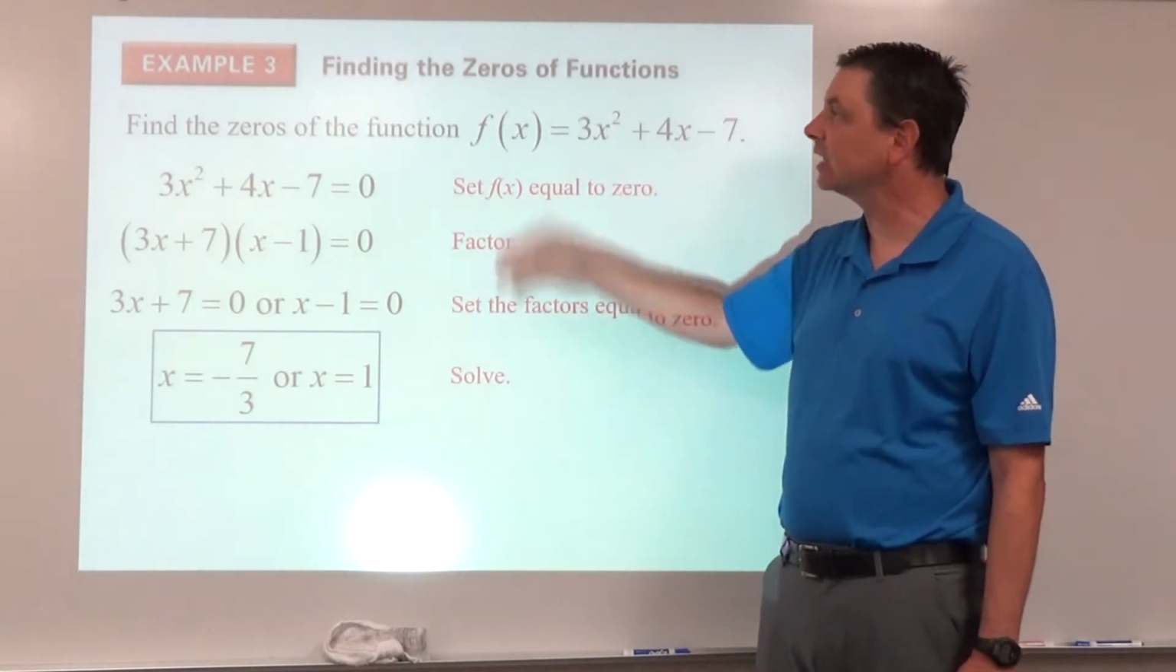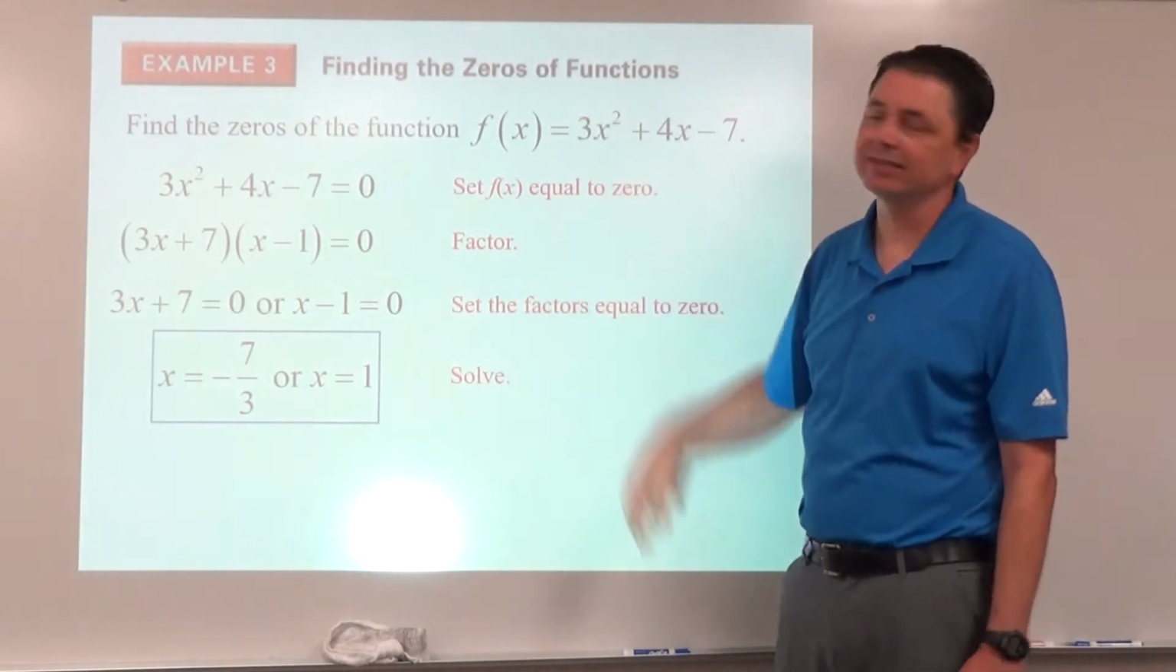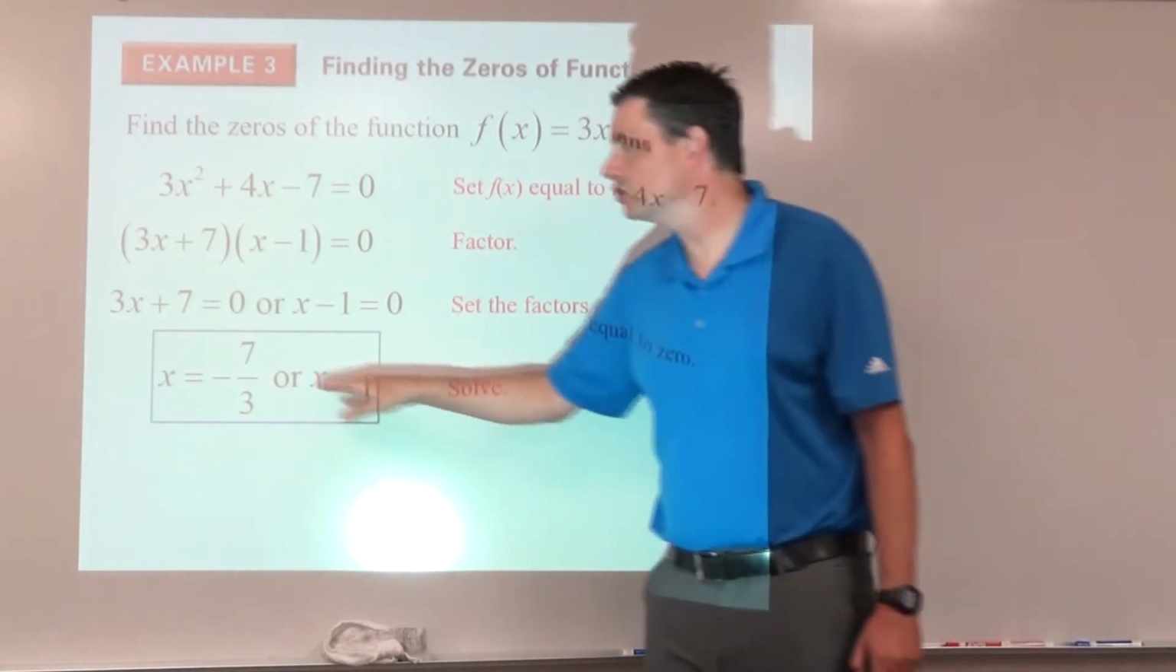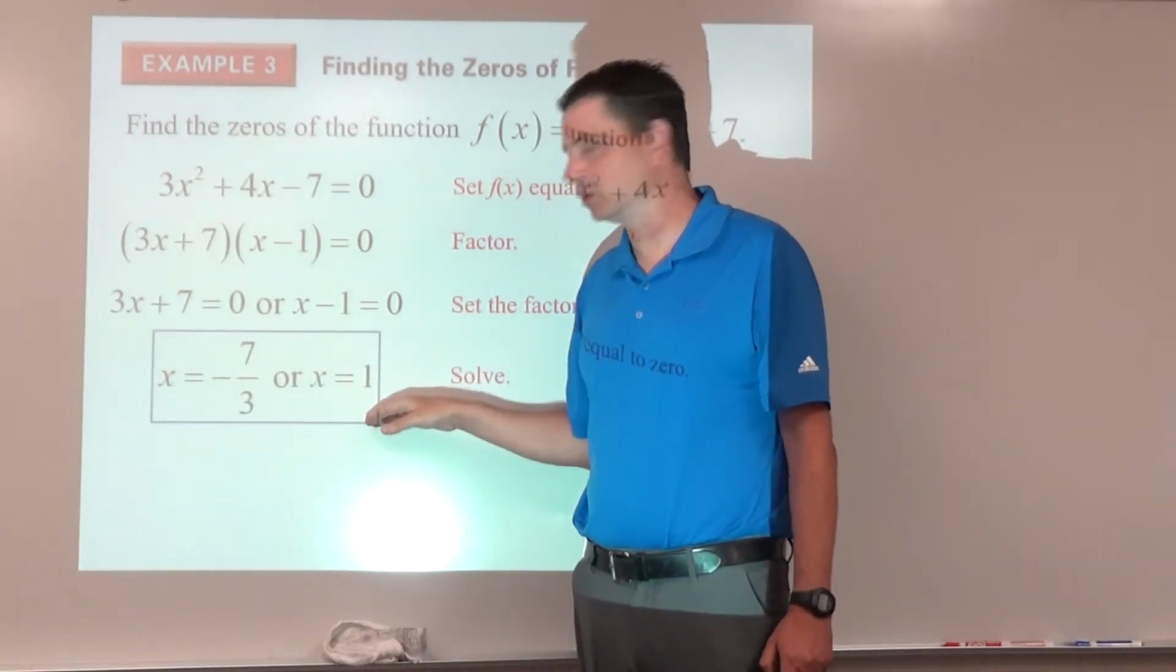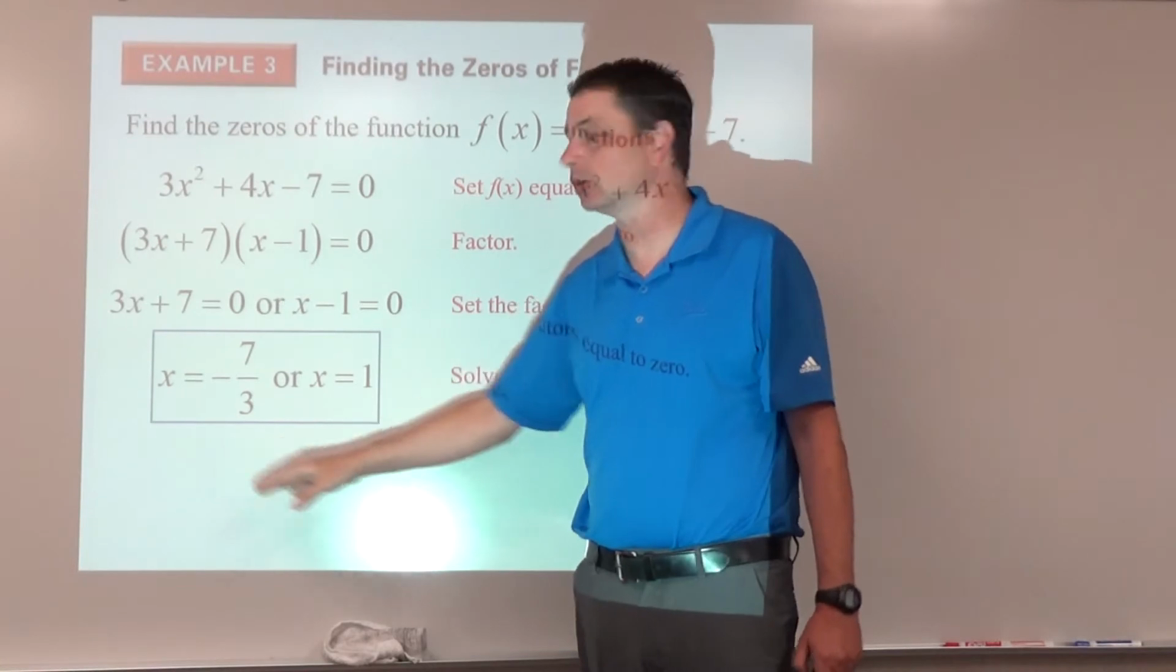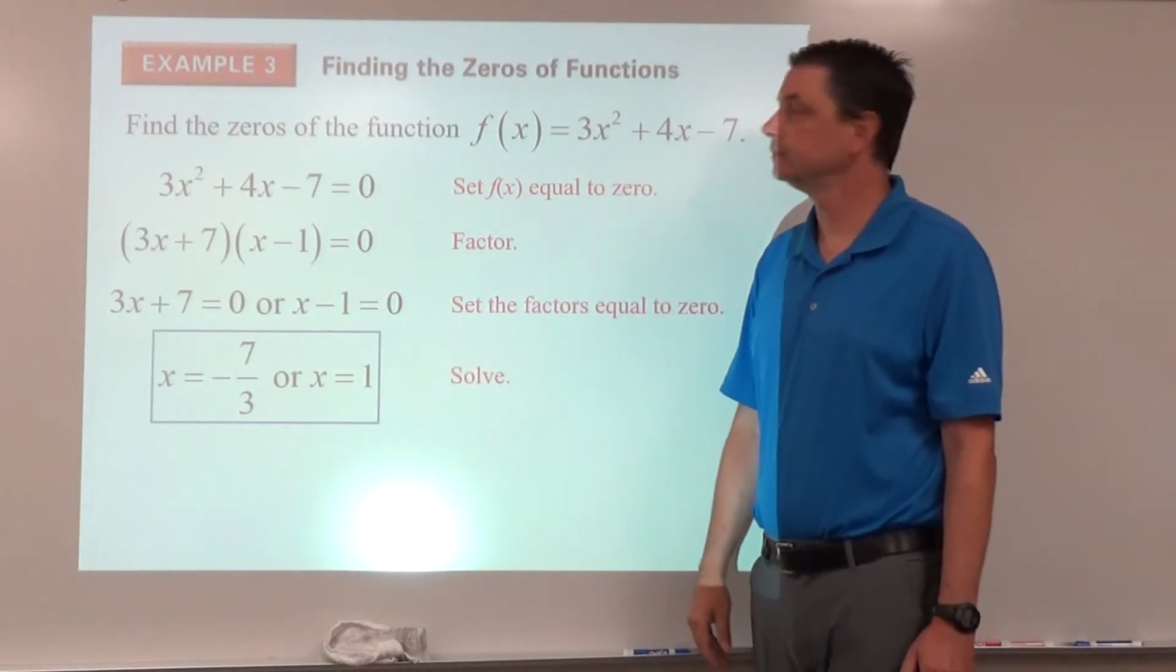And connecting back, if we were to graph, although it's not asking us to, these would be where the x-intercepts would be found. Negative 7/3, comma 0, and 1, comma 0.